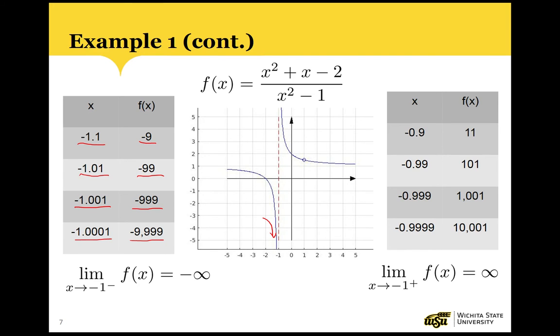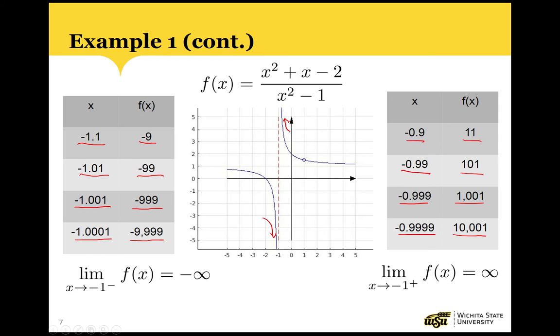On the right-hand side, we check the limits coming from the other direction. We plug in numbers that get progressively closer to negative 1 from the right, and see that our function is increasing this time without bound. And as such, we say that the limit as x approaches negative 1 from the right is equal to positive infinity, as we're trending in this direction.